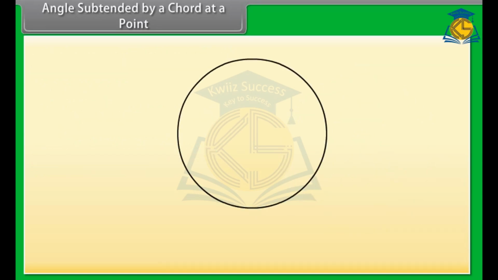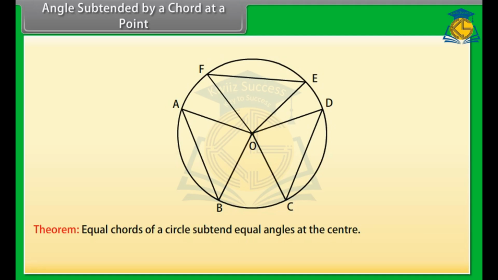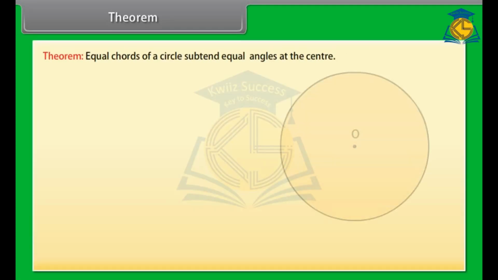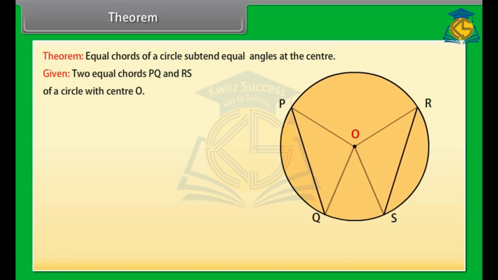If we draw 2 or more equal chords of a circle and measure the angles subtended by them at the center, then we will find that the angles subtended by them at the center are equal. This relation gives us the theorem which says that equal chords of a circle subtend equal angles at the center. Theorem. Let us prove this theorem. Given two equal chords PQ and RS of a circle with center O. To prove, angle POQ is equal to angle ROS.